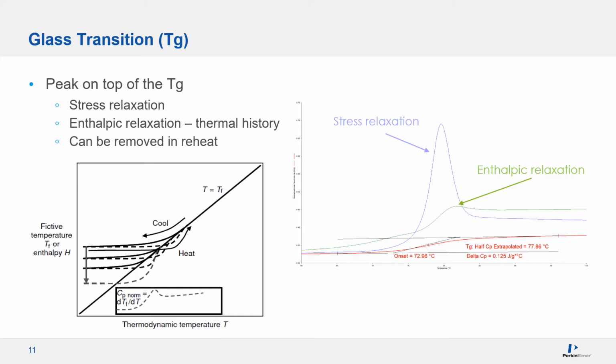Enthalpic relaxation usually gives rise to smaller peaks. It is often a result when heating a material which has been cooled slowly through TG or held just below the TG for a period of time. In other words, it has a thermal history.